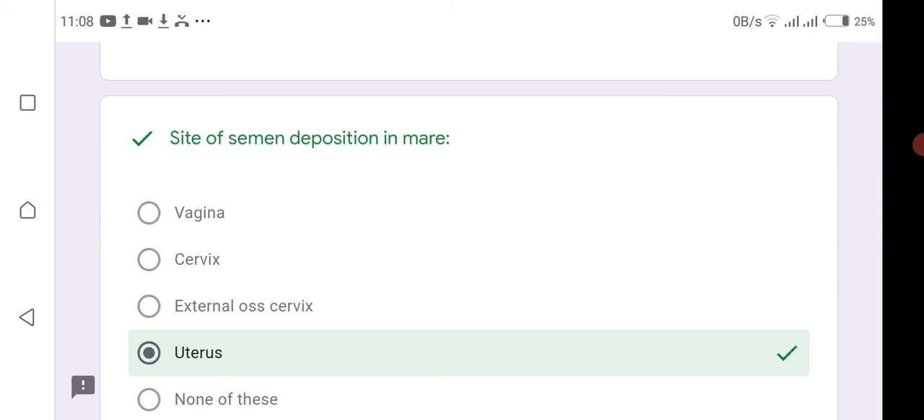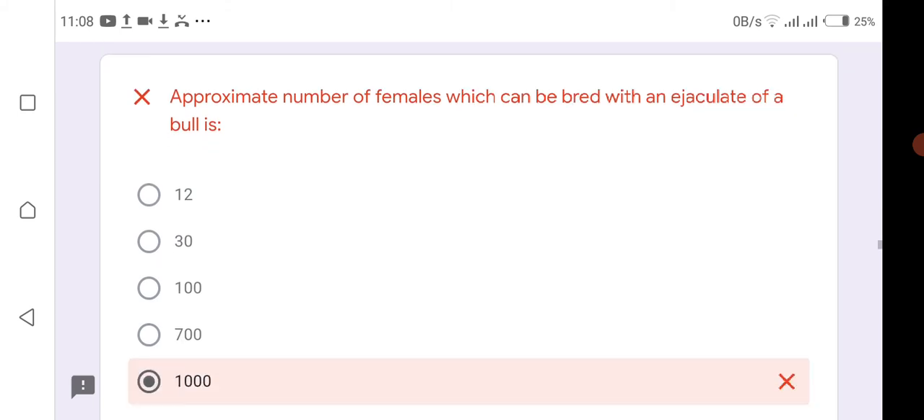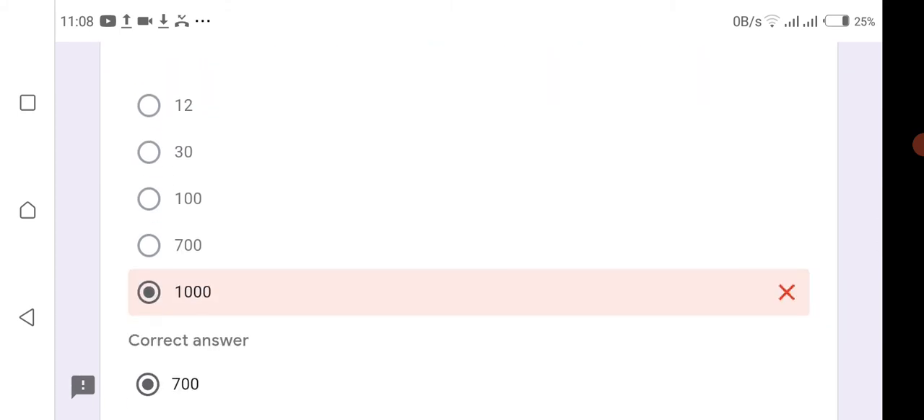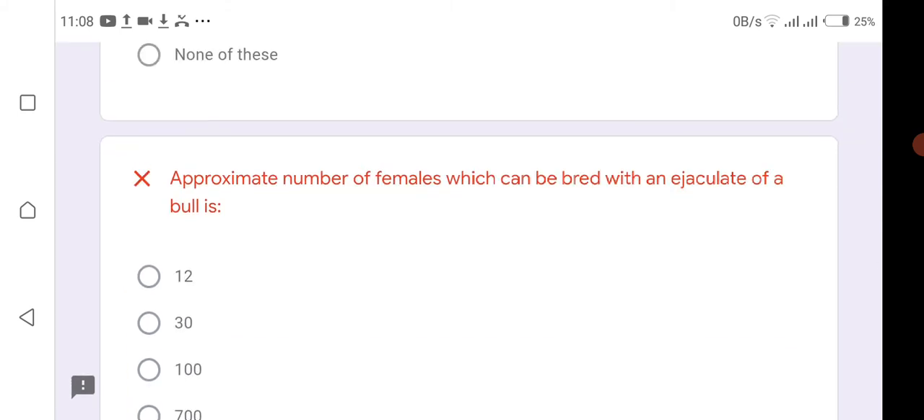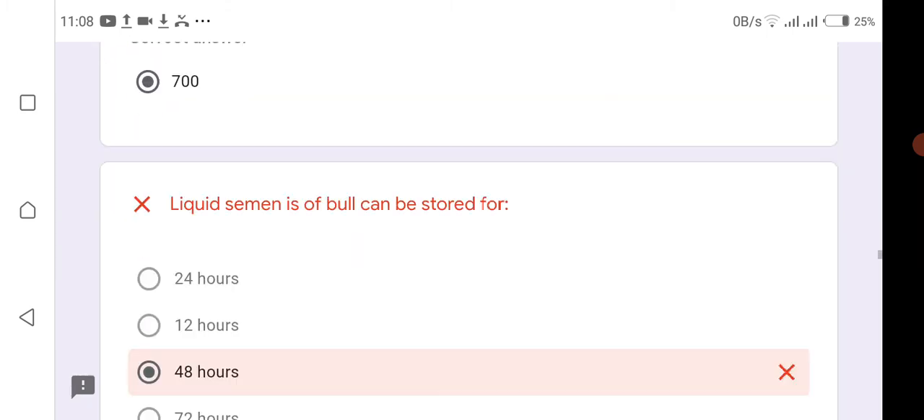The site of semen deposition in the mare is the uterus, and in cattle and buffalo the semen is deposited in the cervix. Approximately 700 females can be bred with an ejaculate of a bull.